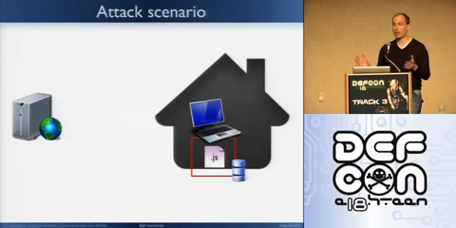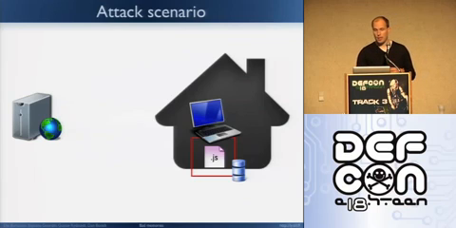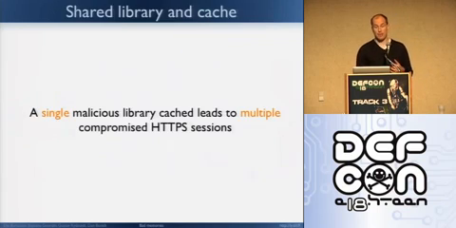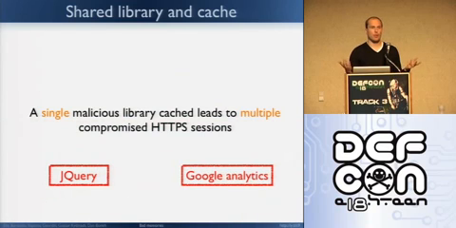Doesn't matter if you move to any location, as long as you didn't clear your browser cache, it will be in effect. And as I said, a single library is used by many websites, which is what makes this attack so powerful. Google Analytics is used by many, many websites. jQuery over the Google CDN is used by many, many websites. So if an attacker is able to inject one of these libraries into you, he's going to compromise a lot of your HTTPS sessions. So you might say, hey, there is a defense against that, right? What is the defense against this one?